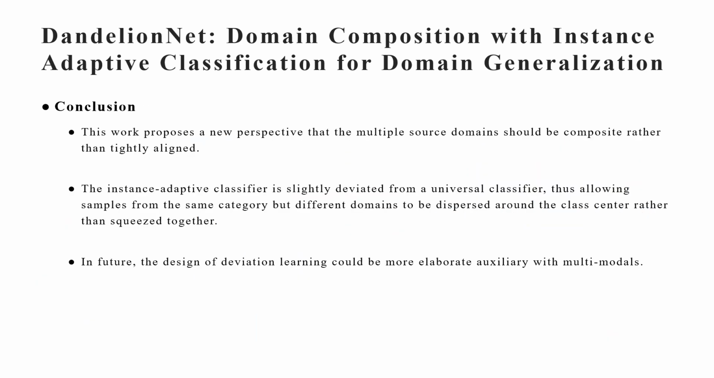In conclusion, this work proposes a new perspective that the multiple source domains should be composite rather than tightly aligned. The instance adaptive classifier is slightly deviated from the universal classifier, thus allowing samples from the same category but different domains to be dispersed around the class center rather than squeezed together.